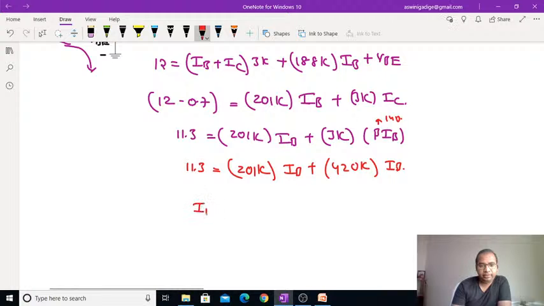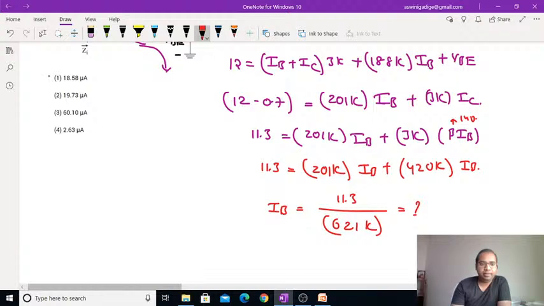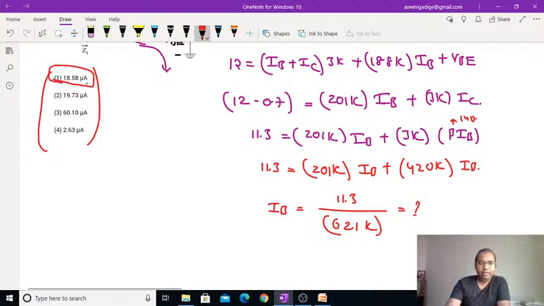And now what is the IB value, guys? IB is equal to 11.3 divided by 621K. It becomes equal to how much? So calculate and then put the value here, guys. And are you getting any one of these options? So please check. Arnab, 0.0182 means, can I equate to this one, Arnab? 18.58 microamperes. Yeah, fine. So option A is the correct one. Okay, guys.